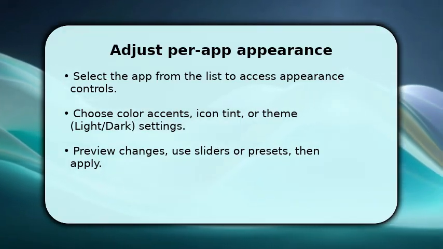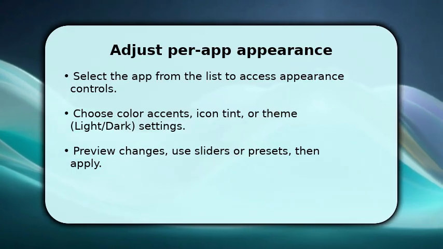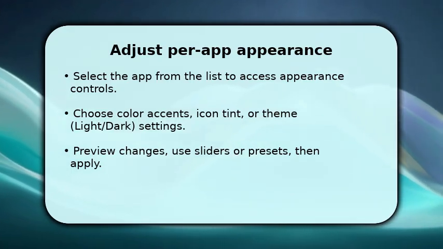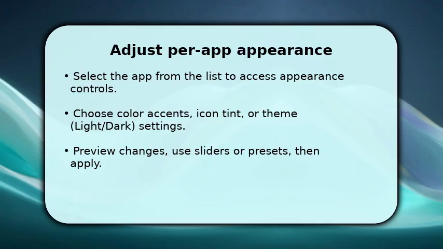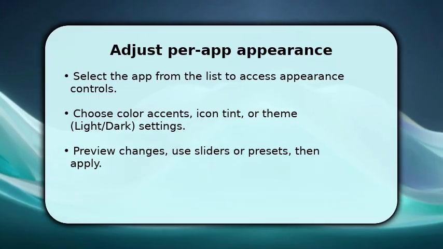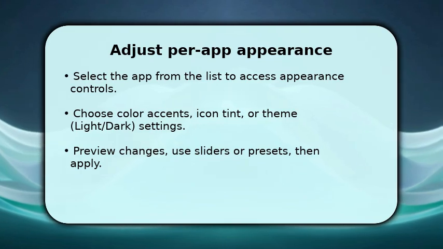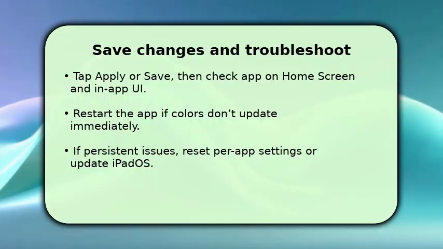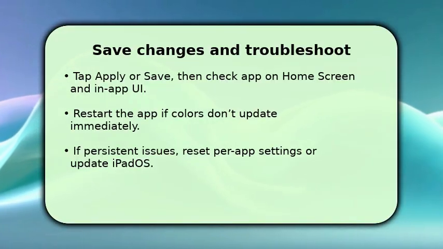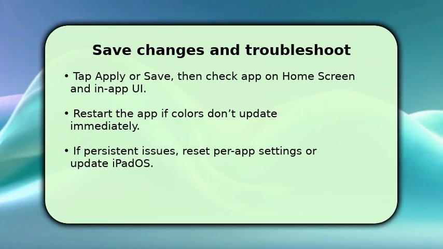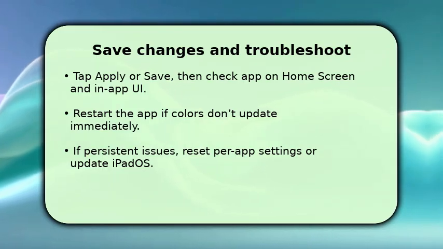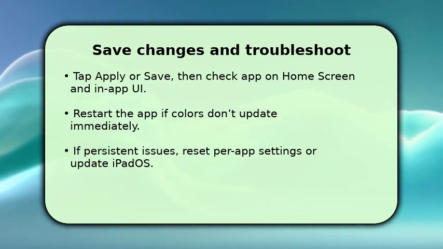Once you apply a preset or adjust values, the system shows a live preview so you can evaluate contrast and accessibility. If multiple profiles exist, switch between them to compare results quickly and confidently. Finish by tapping Apply or Save, then inspect the home screen and open the app to confirm the new color is active. This ensures the change affects both the icon and in-app accents.